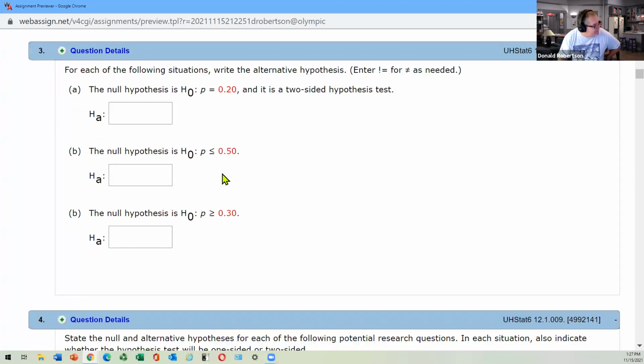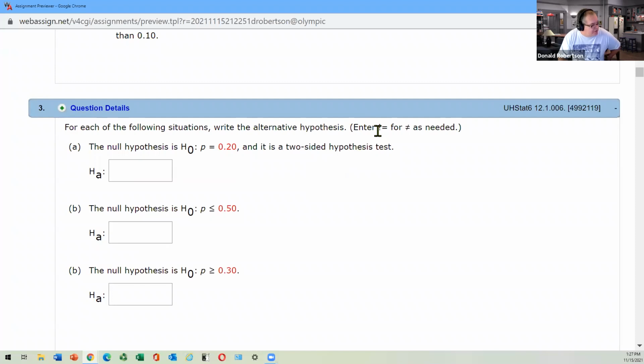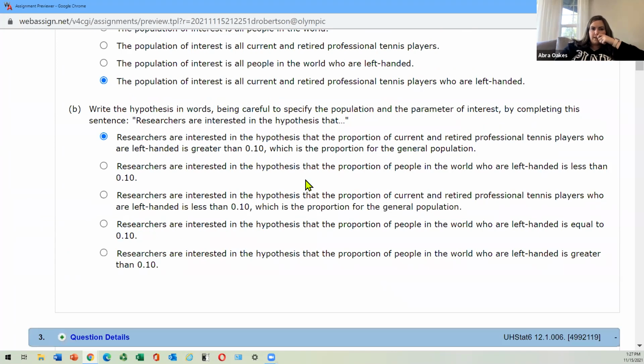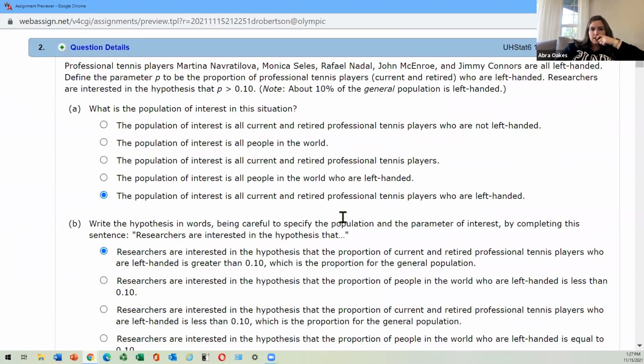Okay, now, you will totally ignore those guys. Hey, Professor, for that second answer, or for part A of that last question, it's saying that is not correct. The population of interest of all current and retired professional tennis players who are left-handed. Well, the population of interest is all tennis players. Oh, I misread the story. Okay. There it is. This dot here is correct.